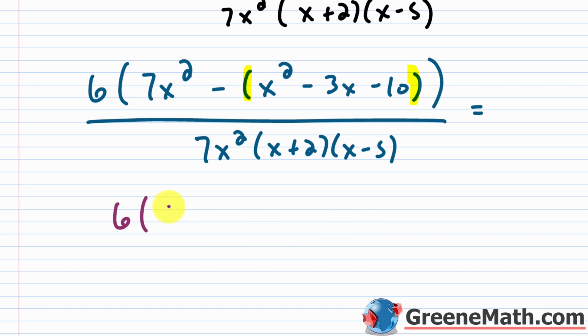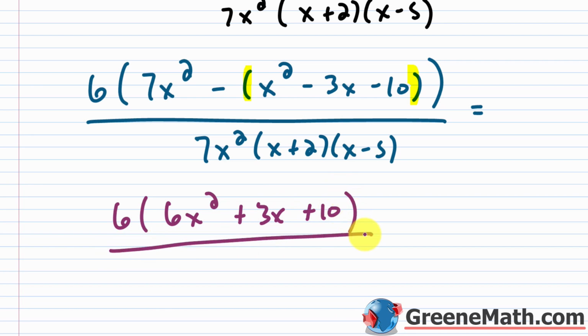And I messed that up. So let me put the 6x squared and then plus 3x and then plus 10 like this. And let me put this over. We have 7x squared times the quantity x plus 2 times the quantity x minus 5.